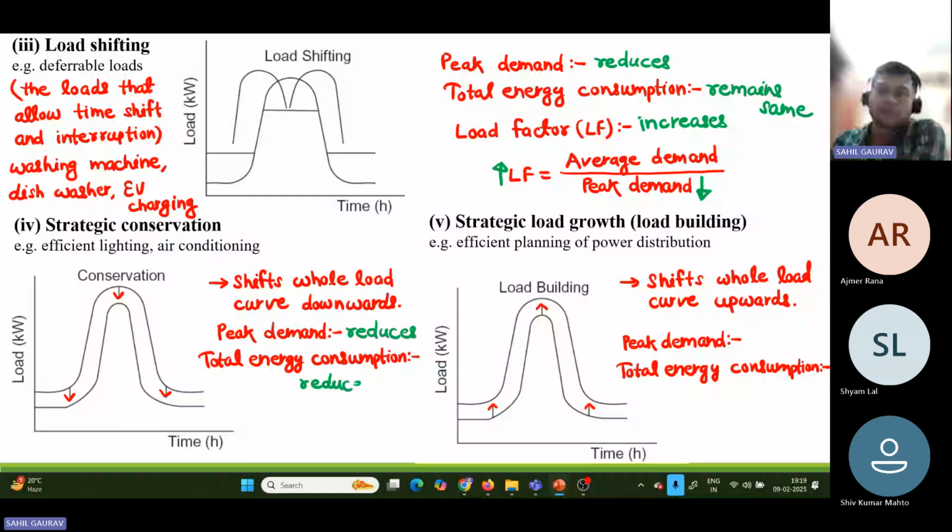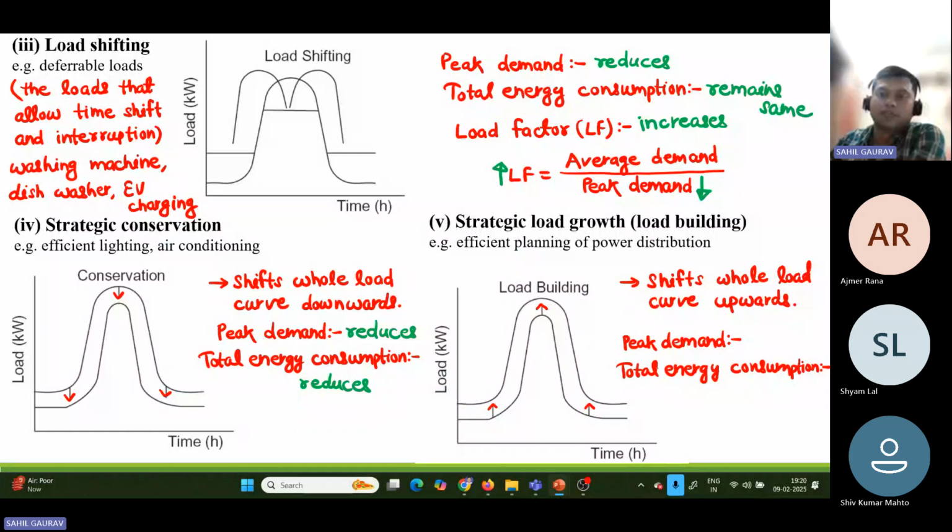And now the last one is strategic load growth, which means you are increasing the load. You can use efficient planning of power distribution, or you can also say that you are expanding the power distribution network. So by this strategic load growth, you are shifting the whole load curve upwards.